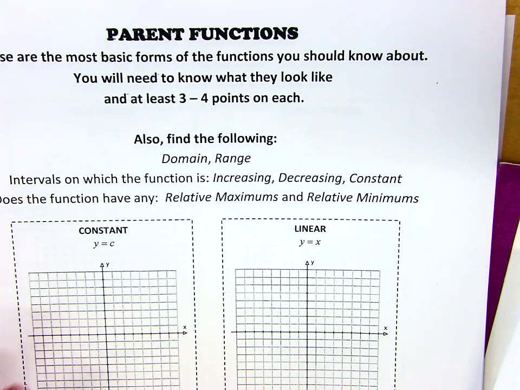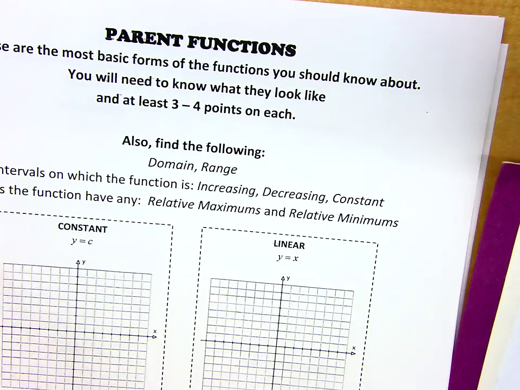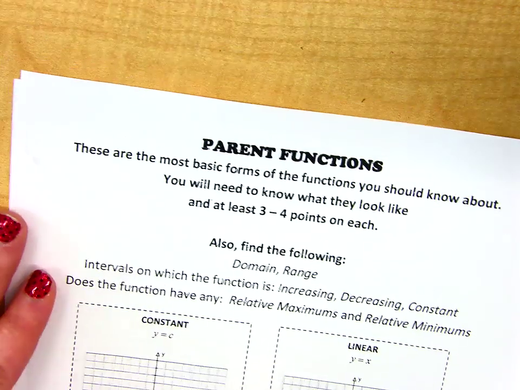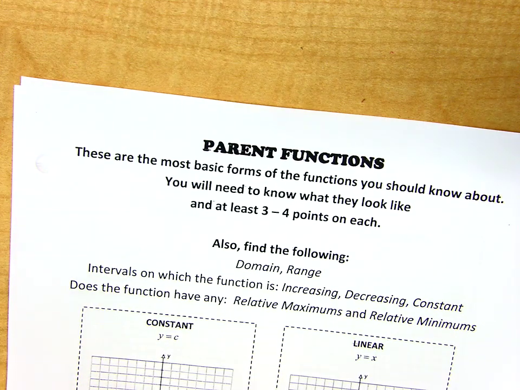Okay, so taking a look at our parent function. First of all, what does parent function even mean? Well, if we take a look at the blurb at the top, it says, these are the most basic forms of the functions you should know about. You will need to know what they look like and at least 3 to 4 points on each. So, basically, you're going to need to be able to graph these pretty quickly.